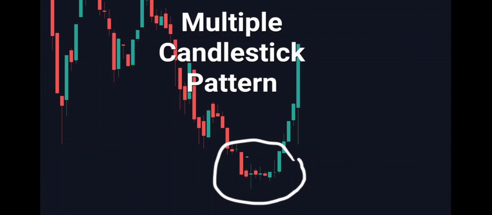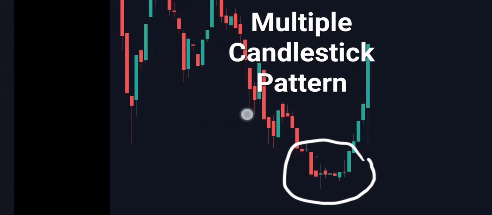Multiple candlestick pattern. What is multiple candlestick pattern? It's 3 or more candles that have wicks facing one direction. The more candles, the better. Let's get into it. So we have a candle here, here, and here. And what do they all have in common? They have wicks facing one direction. So let's get into some examples of what this is.